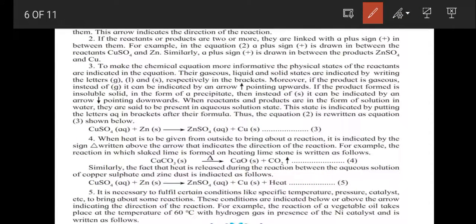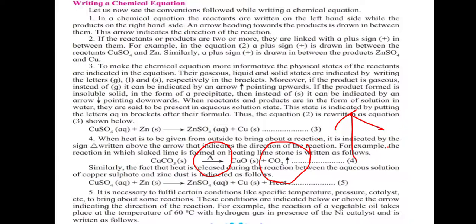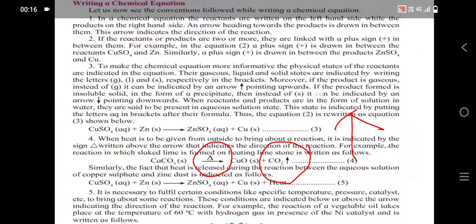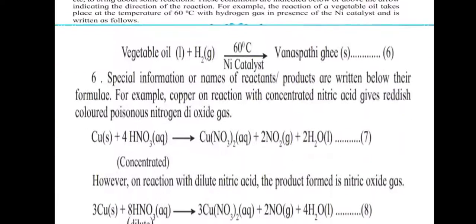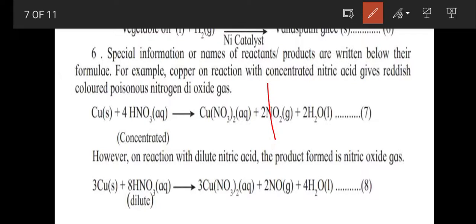Only remember that if heat is there, that time use the triangle. If gas is liberated, that time represent this type of arrow. If a precipitate is there, that time use this type of arrow. Just 1 minute, I will show you. Okay, so this one is the arrow. Now here they gave a condition, that is the nickel catalyst. Such an arrow is for the precipitate and such an arrow is for the liberation of the gas.